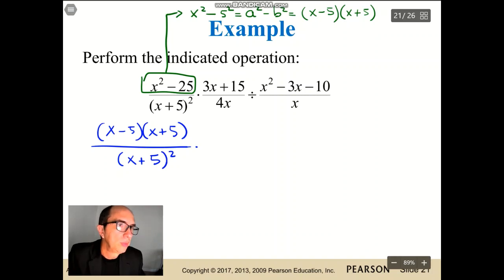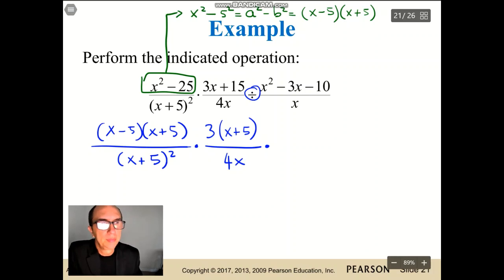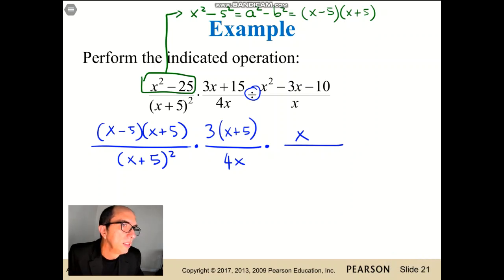Great. Next one, this 3 times x plus 15. Actually you can factor out 3 times x plus 5 over 4x. And this division here, remember, the procedure is we change it into a multiplication, and then we invert. We're going to use the reciprocal, x over, and then you have here x squared minus 3x minus 10.